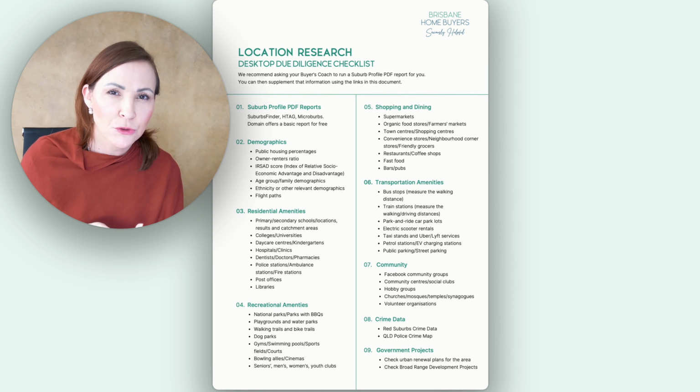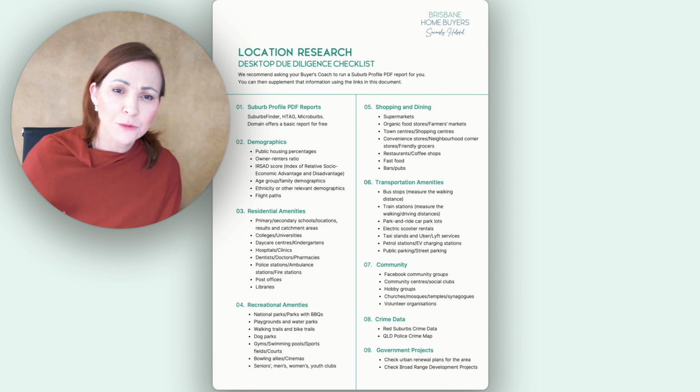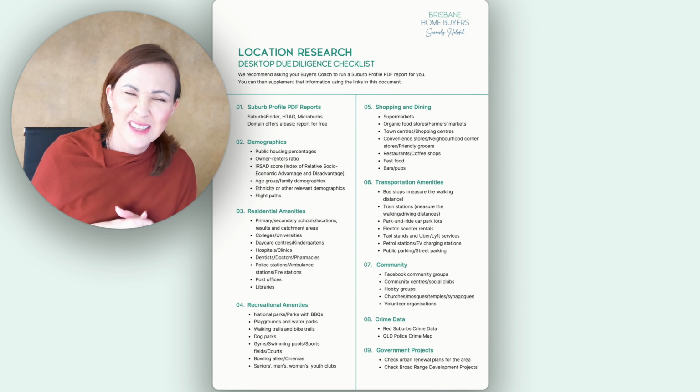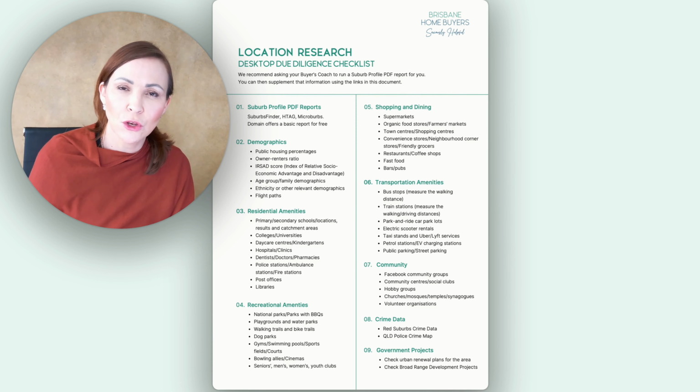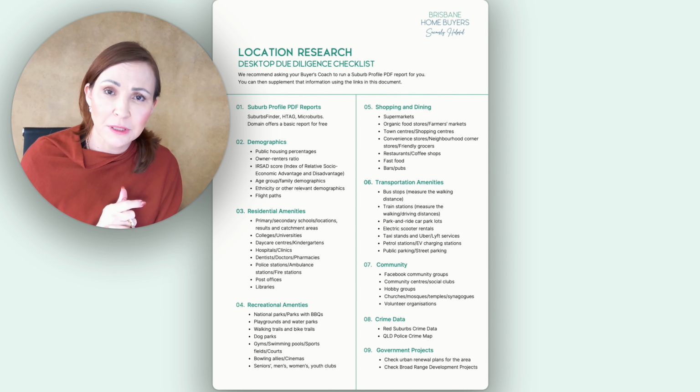Demographics, public housing percentages. Public housing is also known as housing commission. So being able to look at a location and see the percentage of housing commission homes. Some suburbs have a very low percentage, other suburbs have a higher percentage. Whilst you can't see which actual houses are housing commission houses, that would be a bit wrong, you can see the percentages in certain localities, which is good if that's something you're keen to know about.